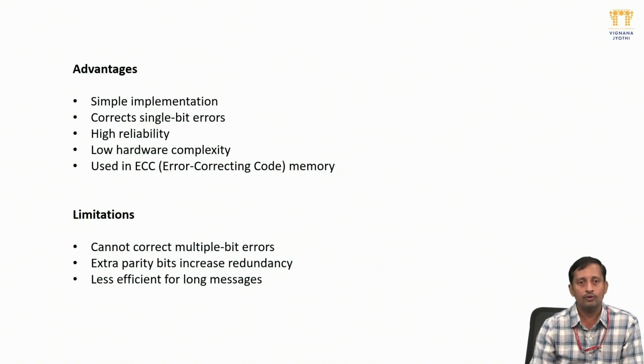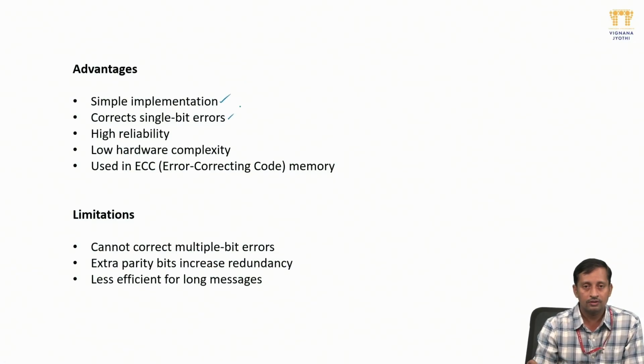By using this Hamming code method, it is a very simple implementation because we have used only the positions, and those are powers of 2. We have not used any complicated numbers, right? So that's the reason it's a simple implementation, and it corrects single bit errors, and that's the reason it has very high reliability. Hardware complexity is very low, that's true, and it is used in error correcting code memory. All memory devices like flip-flops or SRAMs, if you are transmitting any data, then correcting it with respect to a single bit error can be done easily by using this Hamming code method.